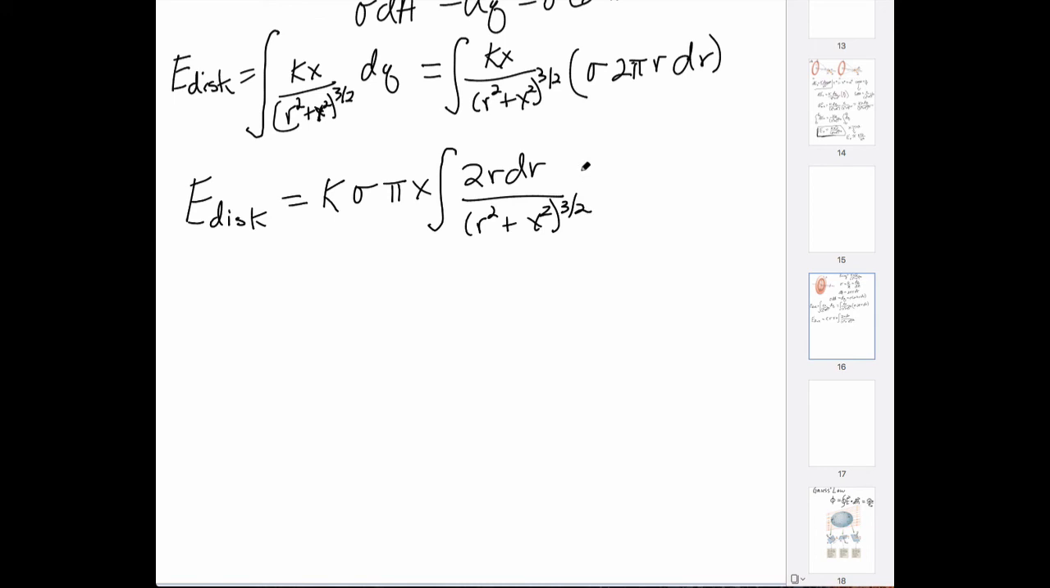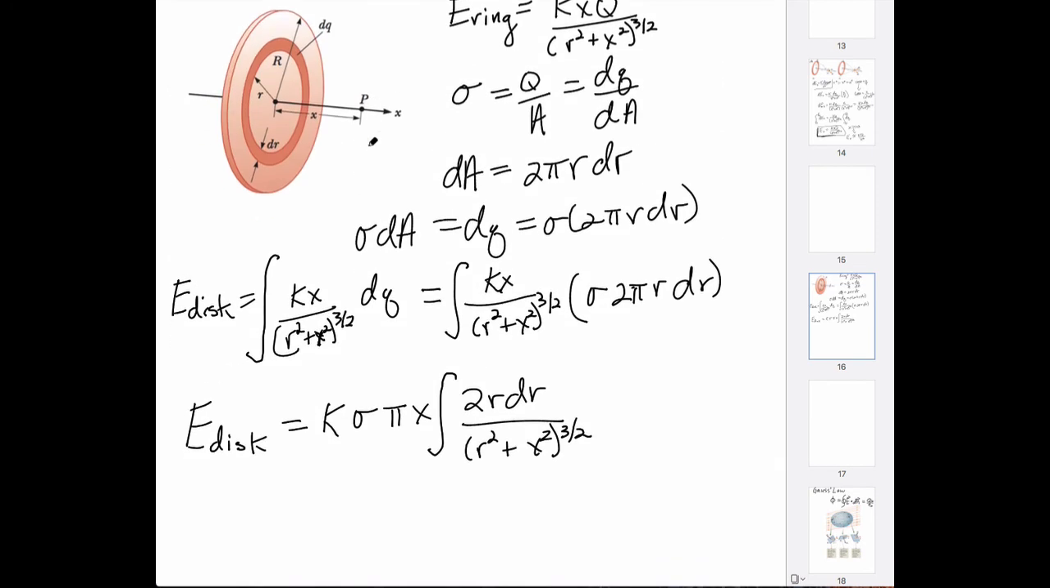Something I didn't mention when I started: in the ring example, I had x squared plus a squared, and everything was a constant, but now r is a variable. So I've replaced a with r, which is a variable. We're going to do some pretty straightforward calculus here, which is why I rearranged it in the first place. But let's talk about the limits. What would the limits have to be? Let's look at our picture again. All of these pieces are constant, but 2r dr over r squared plus x squared to the 3/2, what am I integrating from? From 0 radius, which would include no charge at all, out to r.